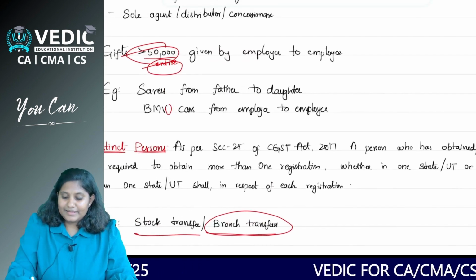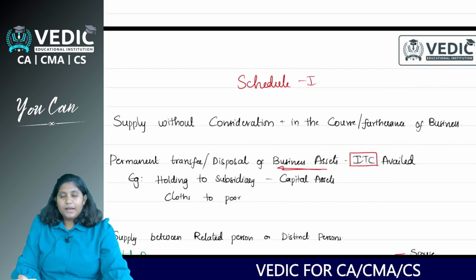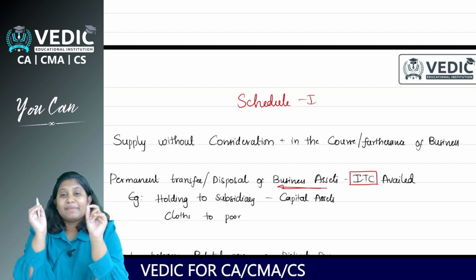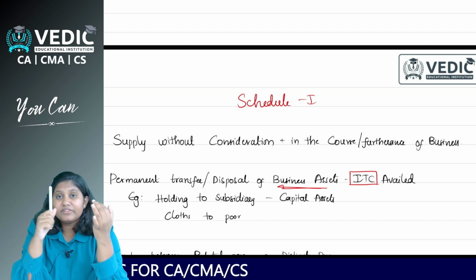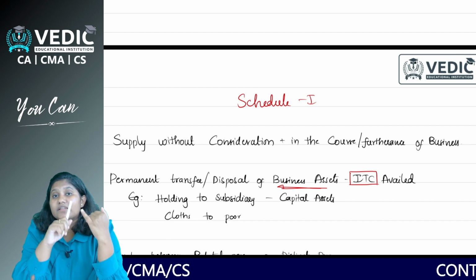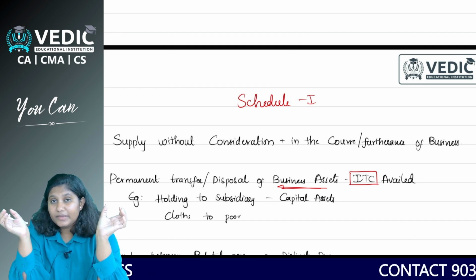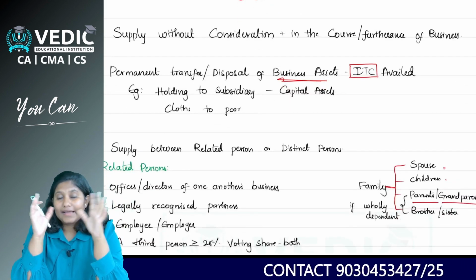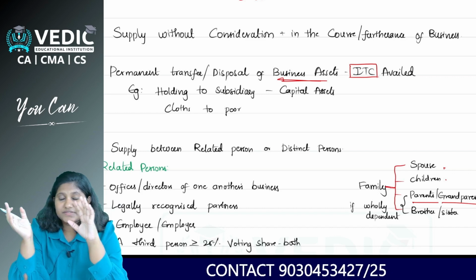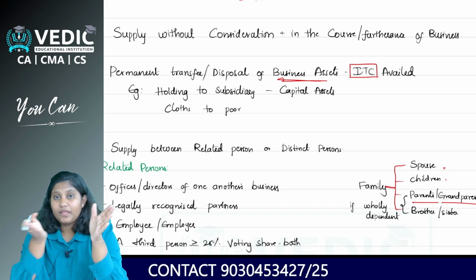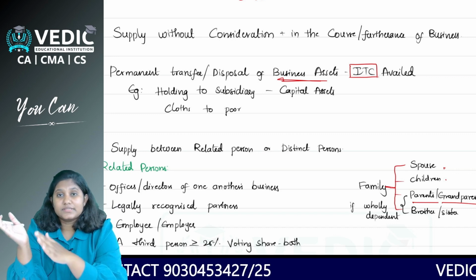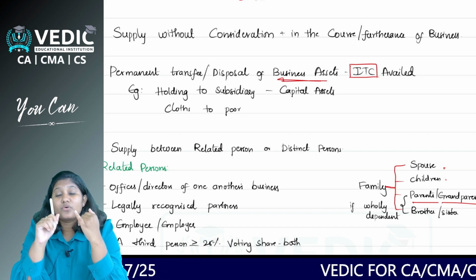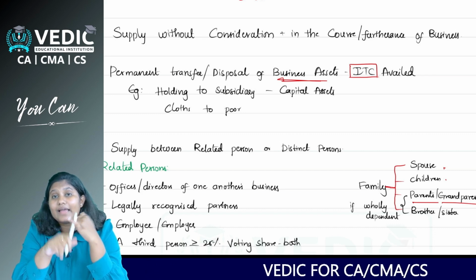So basically, when we summarize it now, first, permanent transfer or disposal of business assets where ITC is availed. In respect of those, whatever transfers take place, even without consideration, as ITC is availed and it is in the course or furtherance of business, it will be considered as supply. Next, stock transfers and branch transfers, whatever stocks or business are transferred between related persons or distinct persons, even without consideration, as it is in the course or furtherance of business, will be considered as supply.